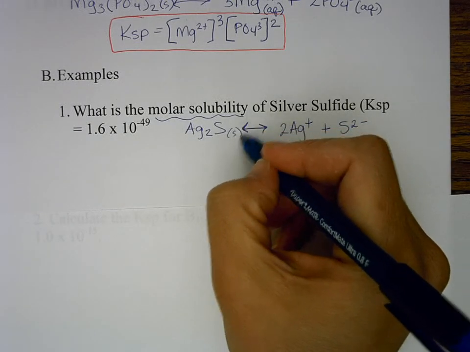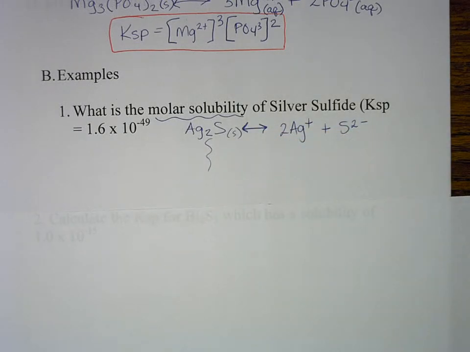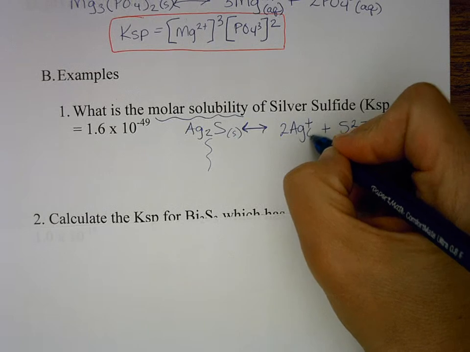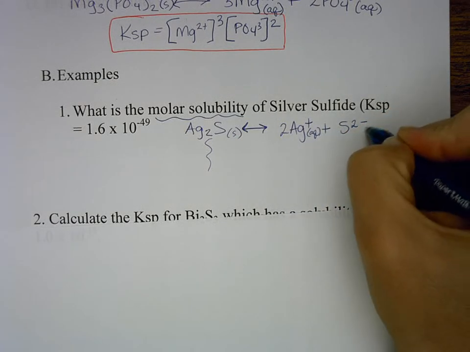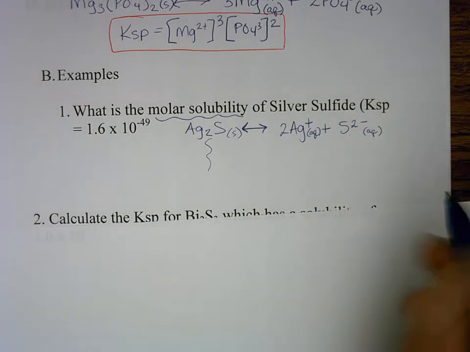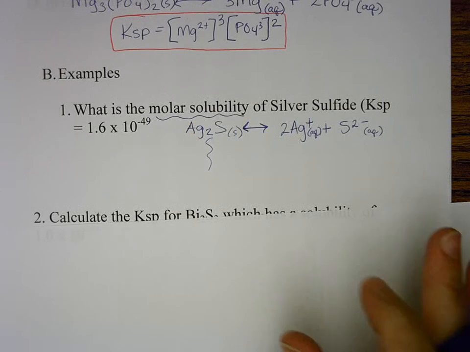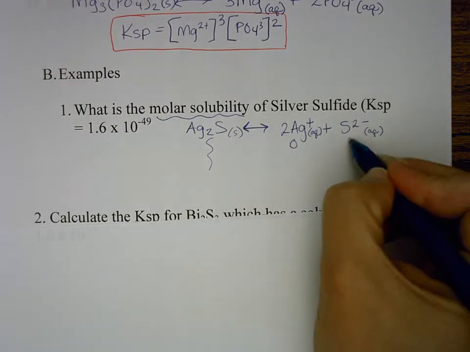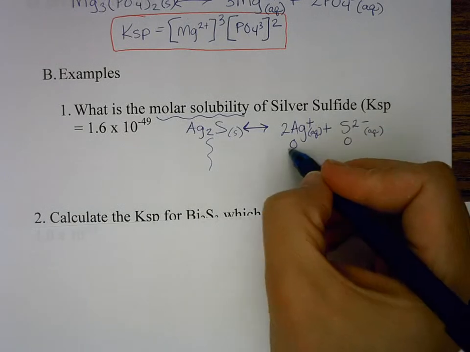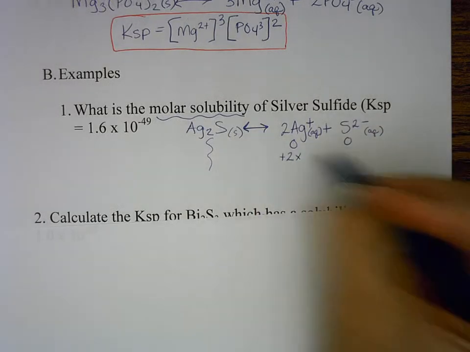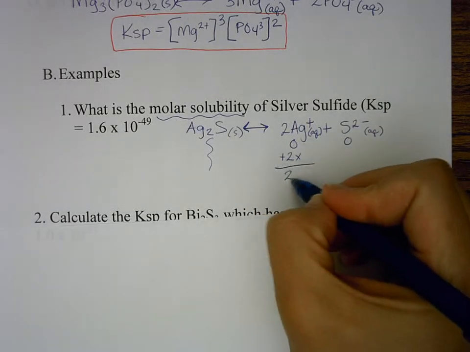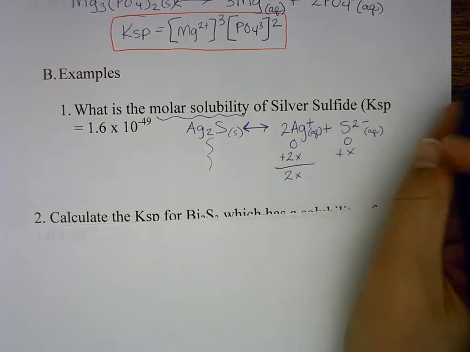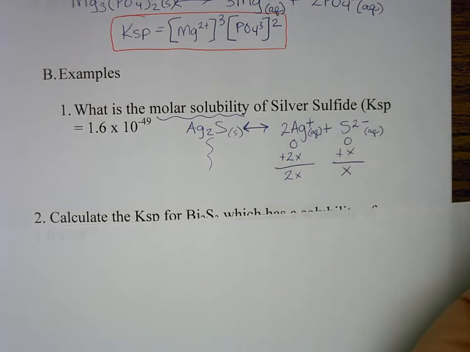Now this is solid, so I don't care about it as far as setting up the ICE table. These ions are aqueous, of course. My starting concentration of those, before it ionizes at all, is 0. And plus 2x gives me 2x, and then plus x over here is x.